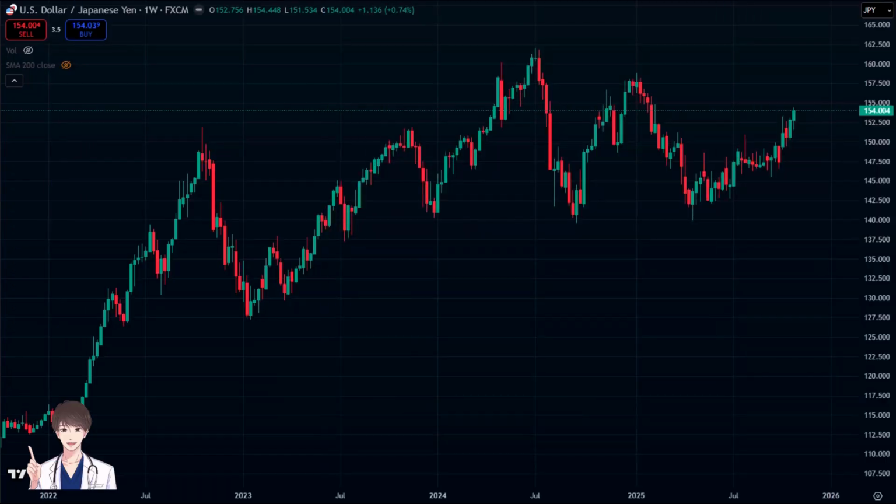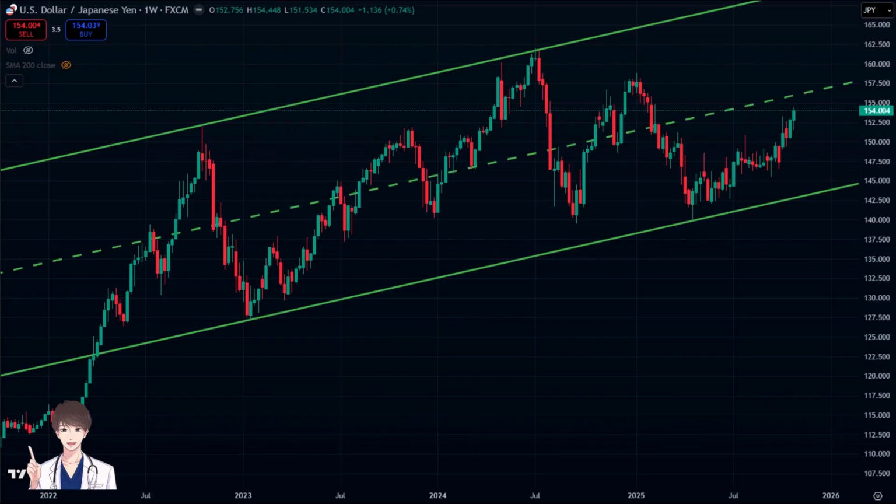Now, let's look at the weekly chart. An ascending trend channel can be drawn here. Since July 2024, highs have been gradually declining, forming a downward trend line within the broader uptrend. As I mentioned in last week's video, price ended near the intersection with that downward trend line, a key resistance area watched by many traders.